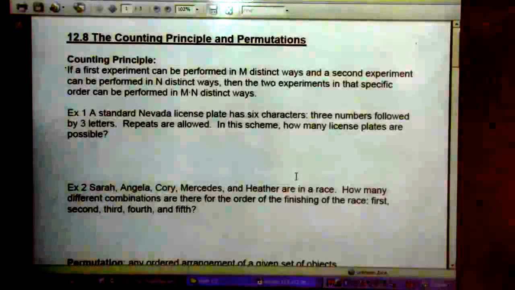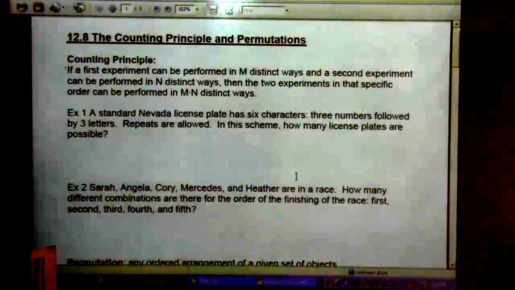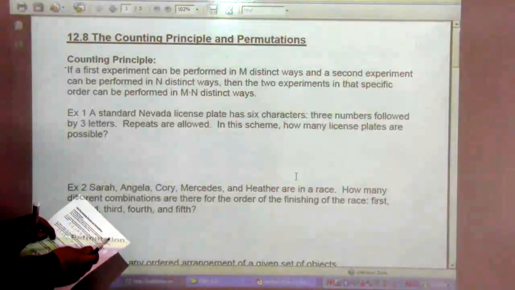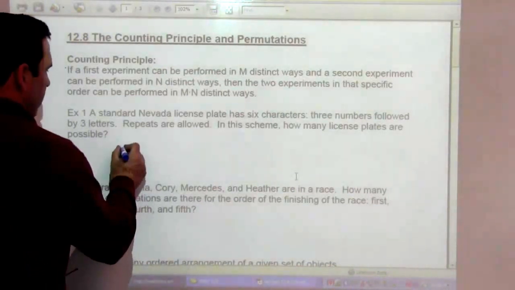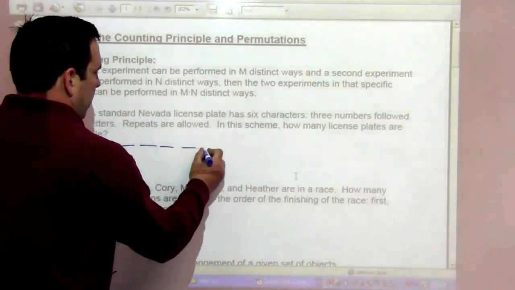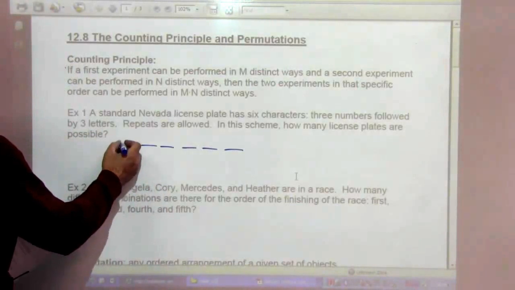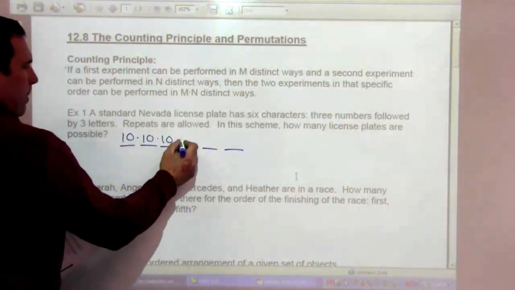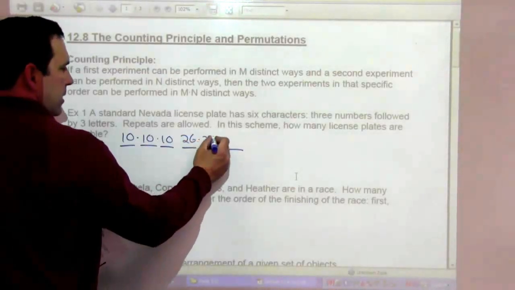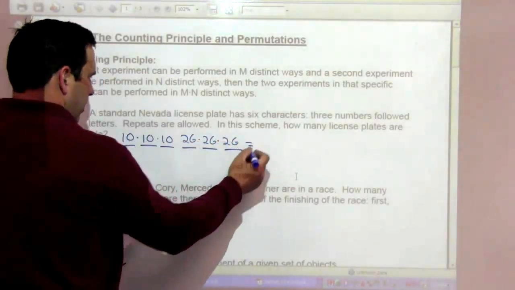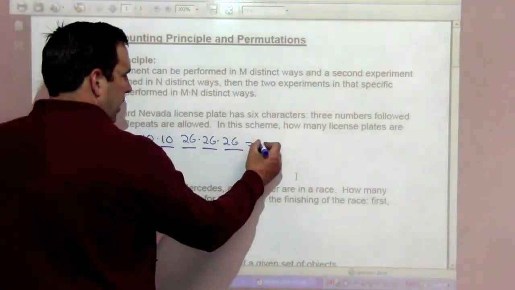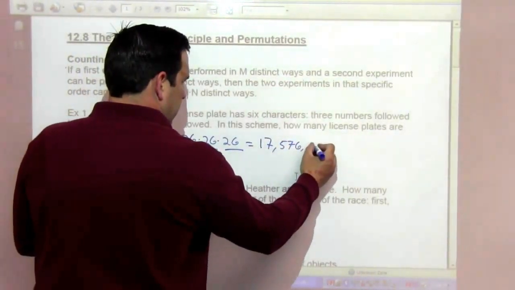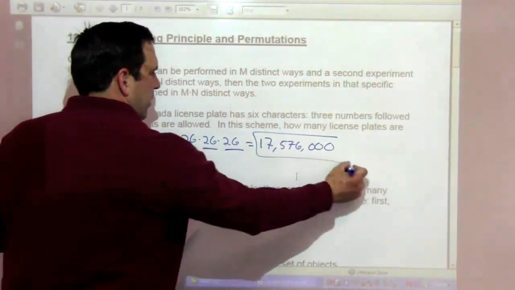A standard Nevada license plate has 6 characters, 3 numbers, followed by 3 letters. Repeats are allowed. In this scheme, how many license plates are possible? So, 3 numbers followed by 3 letters. You could have 10 numbers, 10 numbers, 10 numbers, times 26 letters times 26 letters times 26 letters. So this will allow Nevada to have 17,576,000 different license plates.